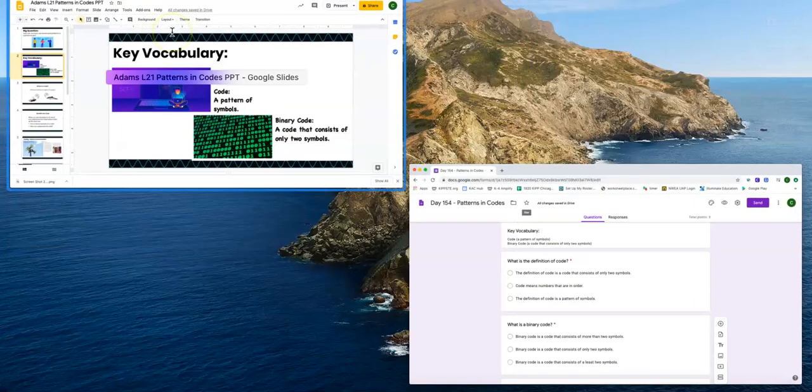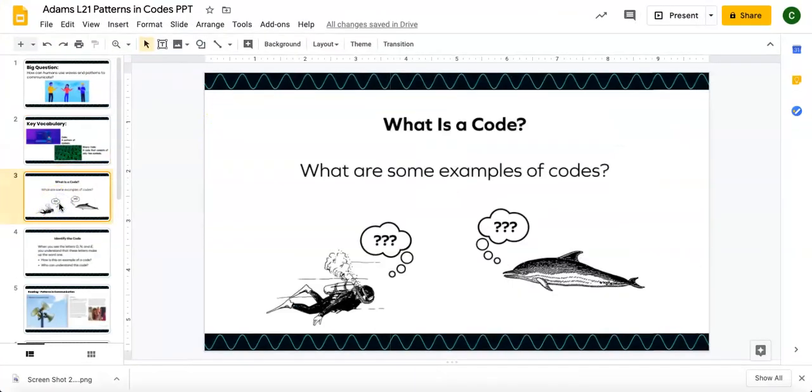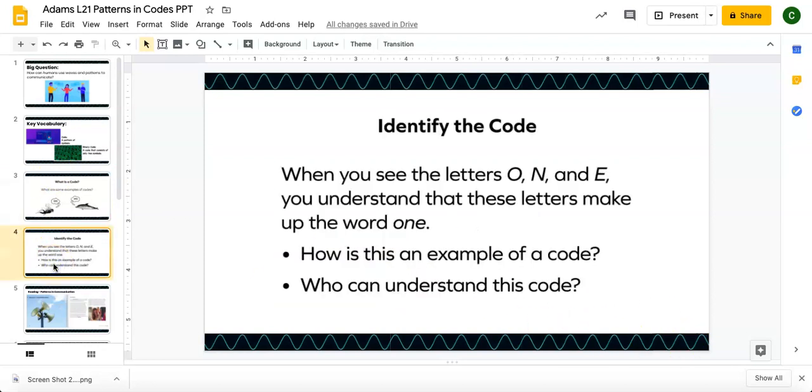Let's go ahead and think about coding. What is a code? So what are some examples of code? So we have the dolphin, and then we have this person who is scuba diving right now, but this is a person that's probably training dolphins, have trained whales, or trained animals in some way in water. And there are ways for dolphins and humans to communicate through codes, but this was just sort of a little fun way to transition us into thinking about coding.